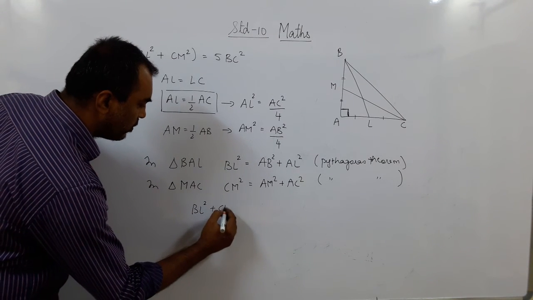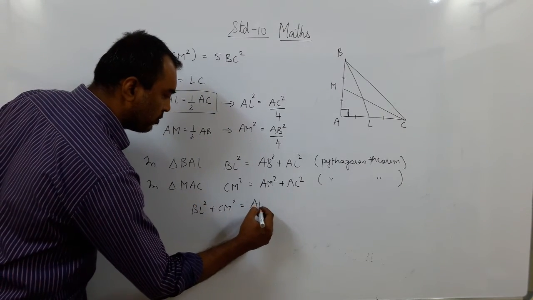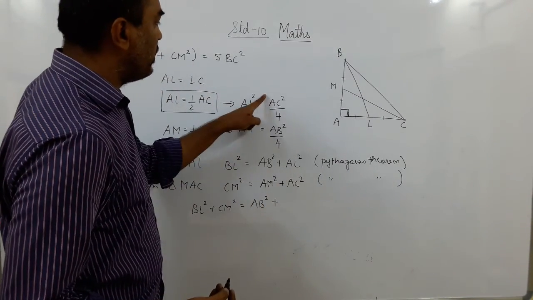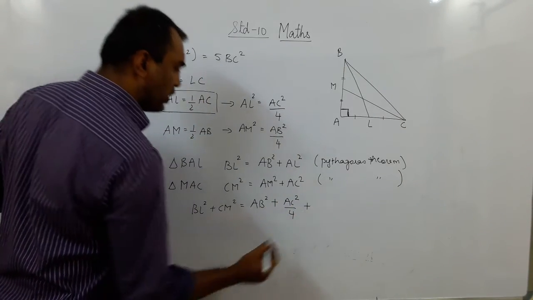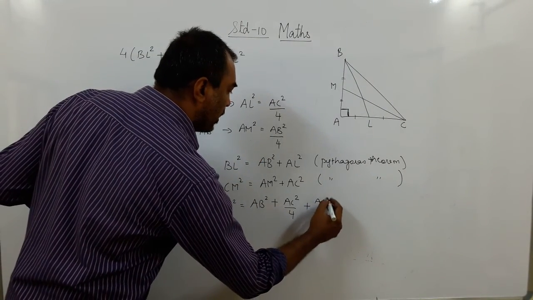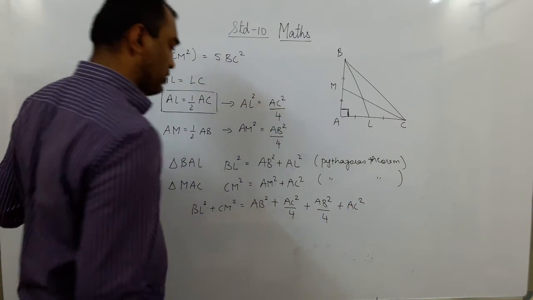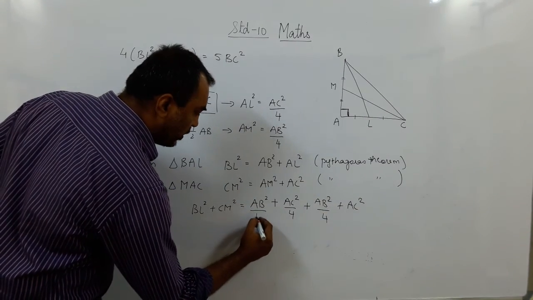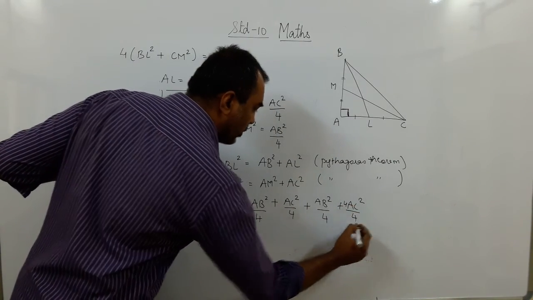BL square plus CM square equals AB square plus AL square. But what is AL square? AC square by 4. So I write here AC square by 4 plus AM square plus AC square. What is AM square? AB square by 4. Now how do I take the LCM? What is the LCM? 4. So this is 1 over here. So I multiply by 4, divide by 4. Here I multiply by 4, divide by 4.